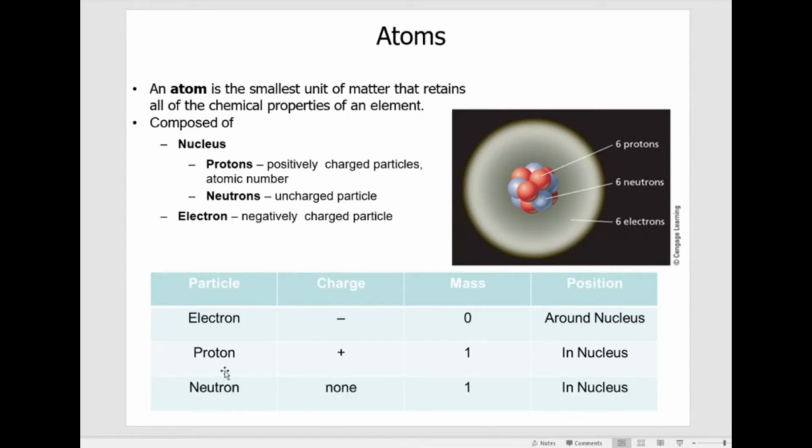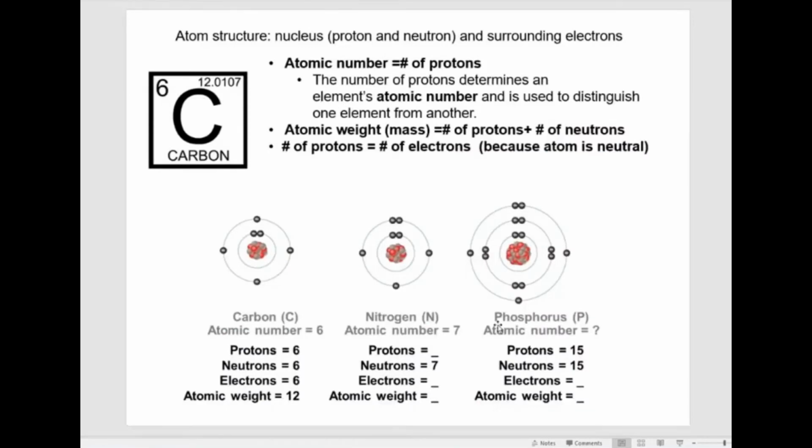So usually when you look at a neutral atom, the number of electrons and the number of protons should be the same. Okay, so this way the atom stays neutral. Okay, let's move on to the next slide. So this is carbon element. Okay, this is what you will see in the periodic table.